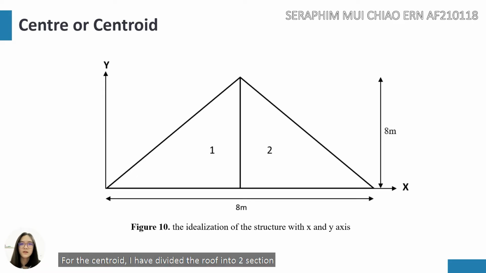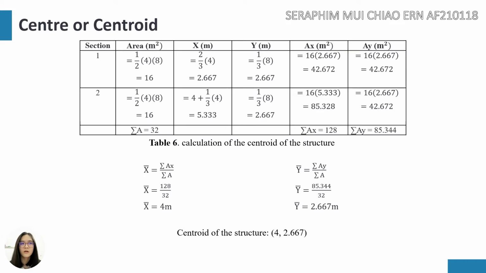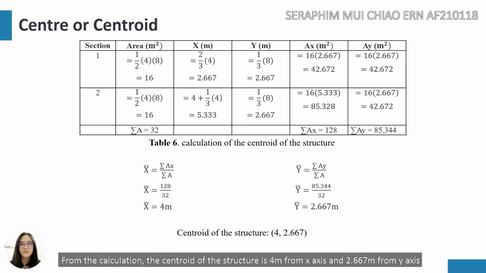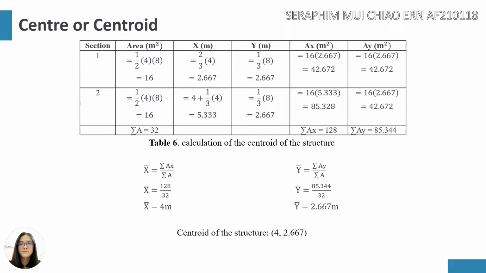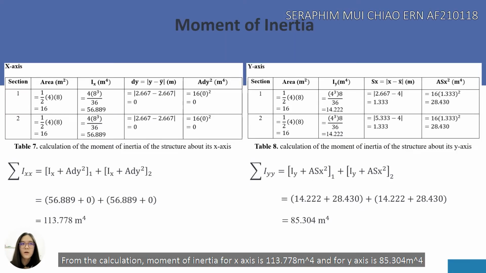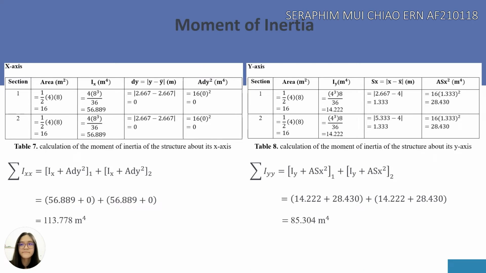For the centroid, I've divided the roof into 2 sections. From the calculation, the centroid of the structure is 4 meter from x-axis and 2.667 meter from y-axis. From the calculation, moment of inertia for x-axis is 113.778 meter power 4, and for y-axis is 85.304 meter power 4.